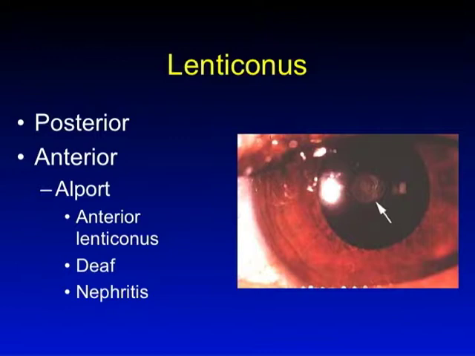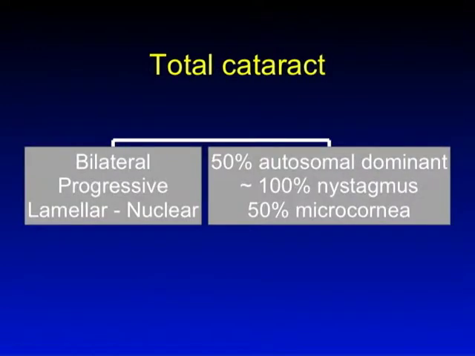This is a posterior lenticonus type of cataract. Anterior lenticonus, you have to rule out Alport syndrome, not with posterior lenticonus. Total cataracts, usually we see this in patients with rubella. They're bilateral, they're progressive, and they're associated with microphthalmos.